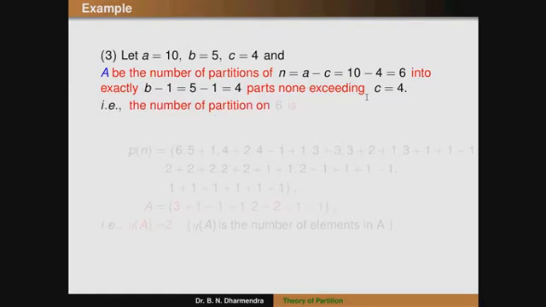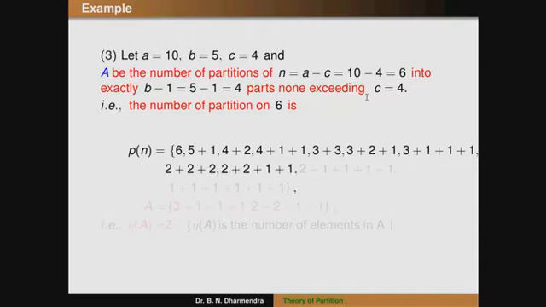So therefore, first we can find out the number of partitions of 6, that is p of 6. The first one is 6, the next one is 5 plus 1, the next one is 4 plus 2, the next one is 4 plus 1 plus 1, the next one is 3 plus 3, the next one is 3 plus 2 plus 1, next one is 3 plus 1 plus 1 plus 1, the next one is 2 plus 2 plus 2, next one is 2 plus 2 plus 1 plus 1, the next one is 2 plus 1 plus 1 plus 1 plus 1, and finally all are 1, that is 1 plus 1 plus 1 plus 1 plus 1 plus 1.